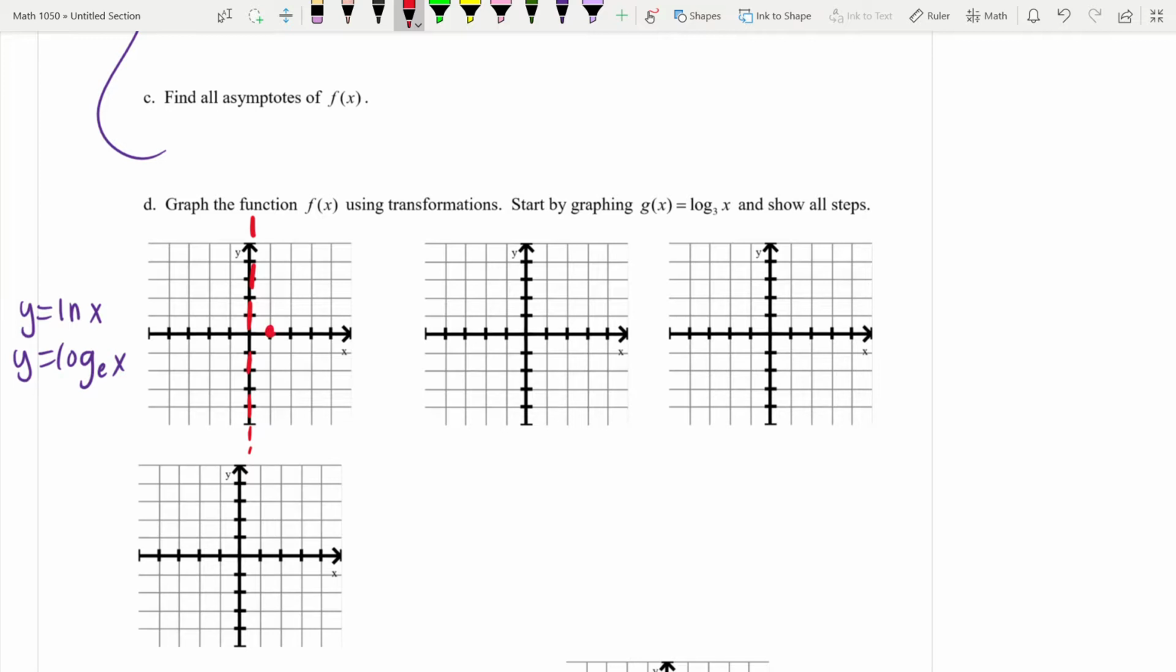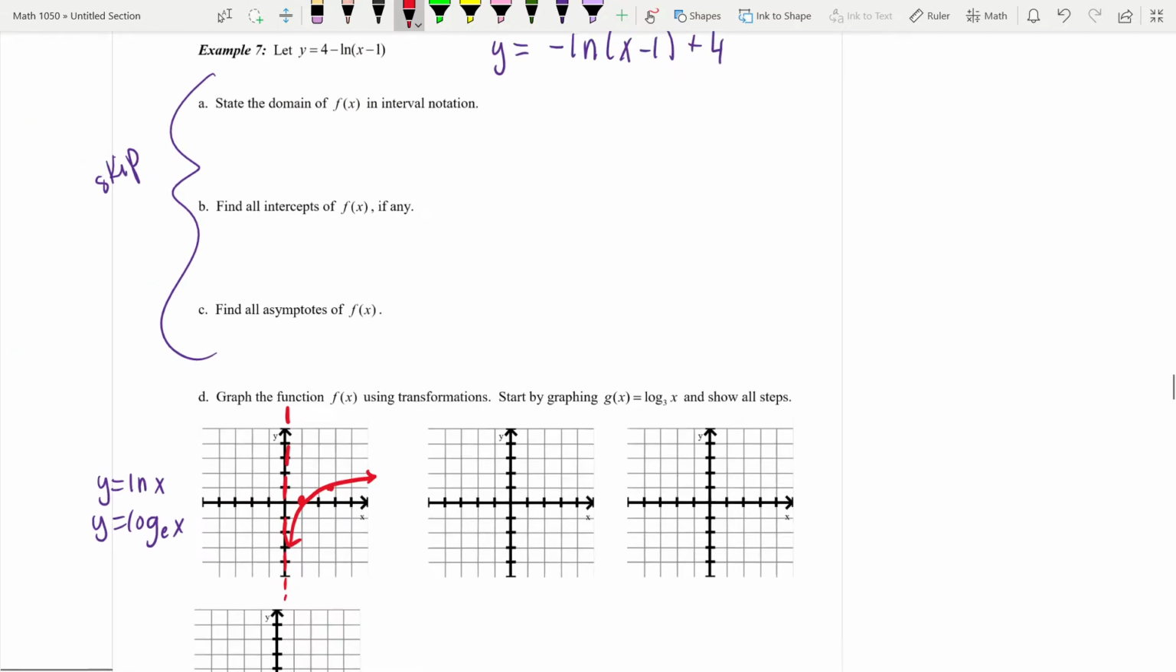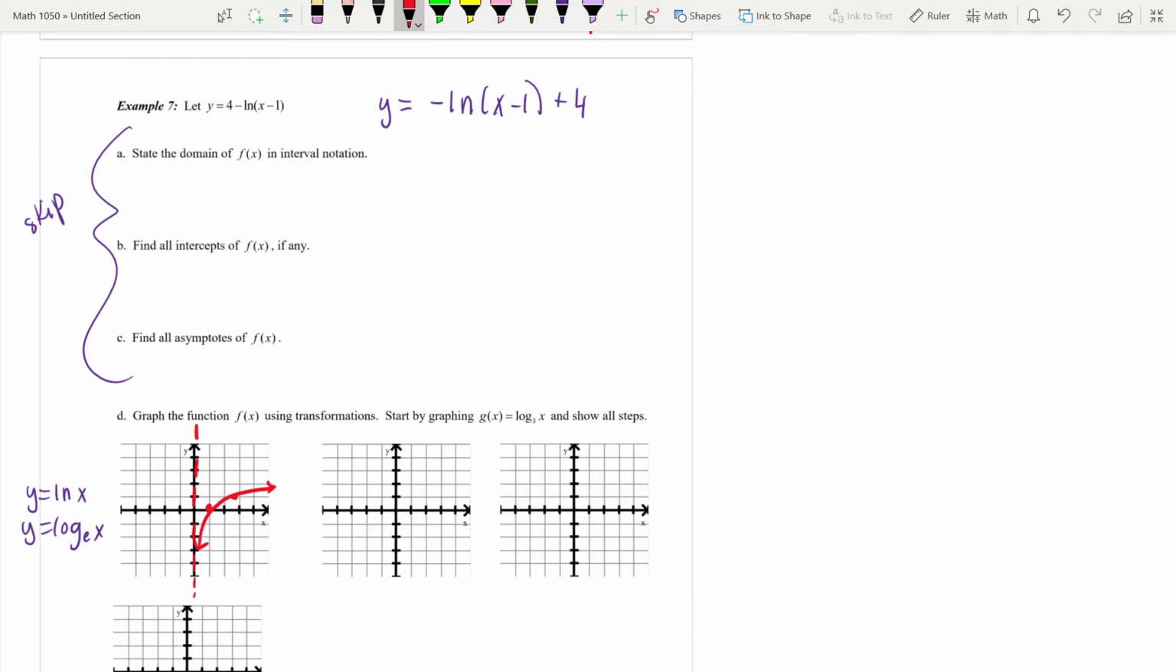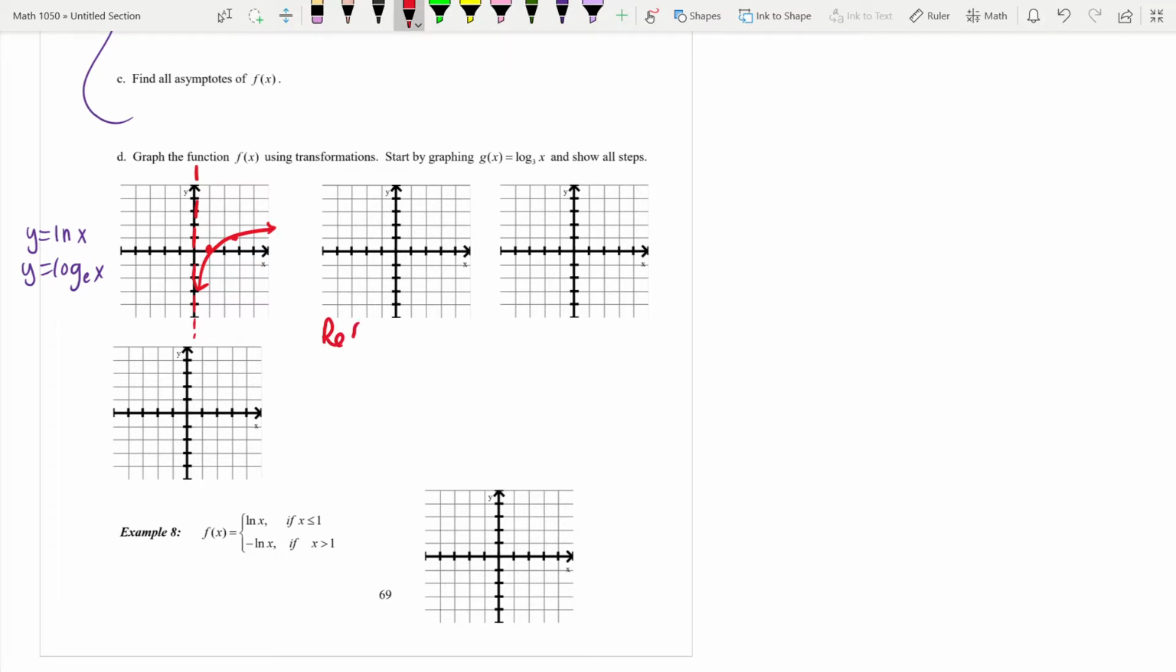Here's the parent, (1, 0), right, (2.7, 1), there's your parent graph, okay? The next toughest thing in this, you guys, is the negative. Somebody tell me what that negative does to my graph. Can you tell me? Reflects it across the x, yes. So right here, I'm going to say reflect across the x-axis. So I'm going to dash it. The (1, 0) is not going to change. The (2.7, 1) becomes (2.7, negative 1), and now my graph looks like that.